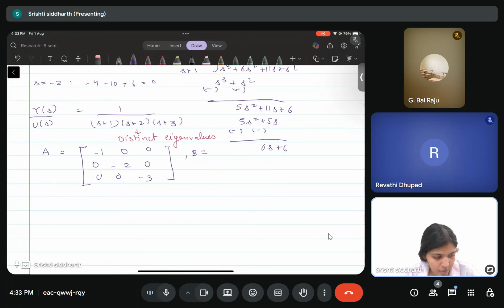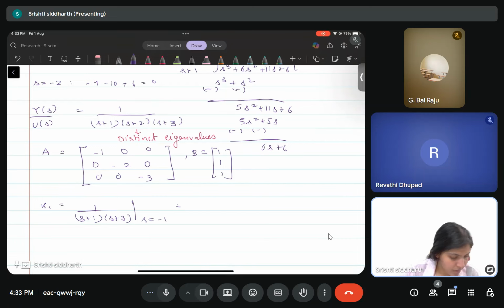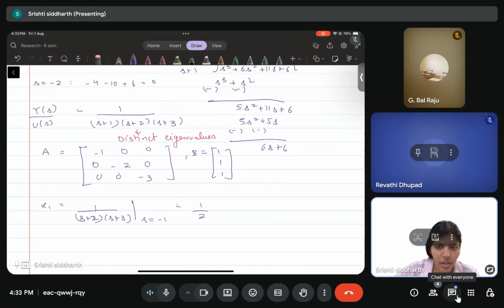We already know what B is going to be. And now we need to find C1, C2, C3. So I'm just going to write this down directly. C1 is 1 over (s plus 2)(s plus 3), evaluated at s equals minus 1. So this is plus 2. This is half. I think you wrote 1, 0, 0. I don't think that's correct. We should check this.